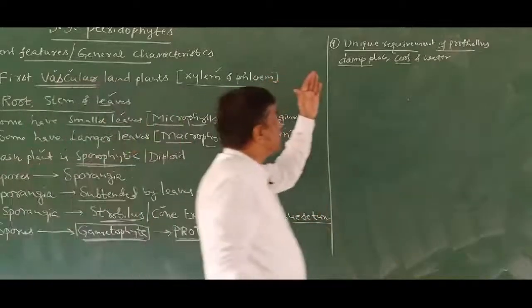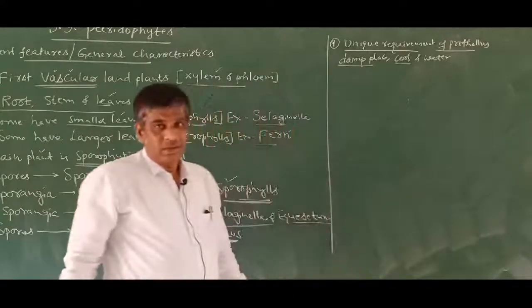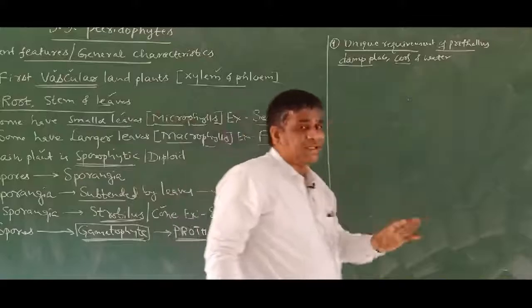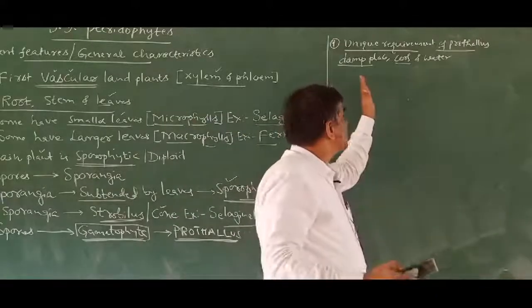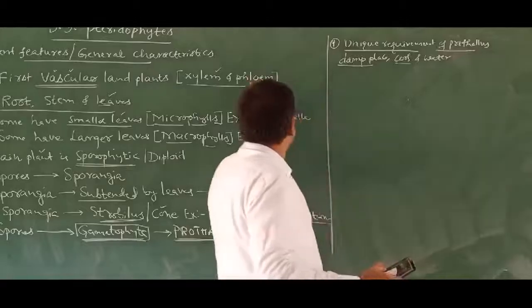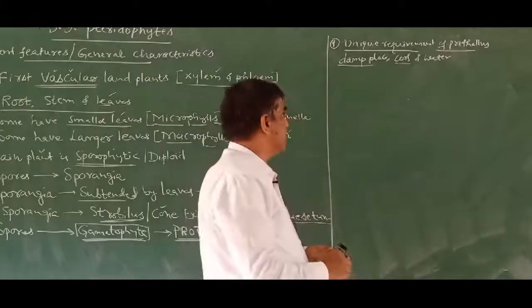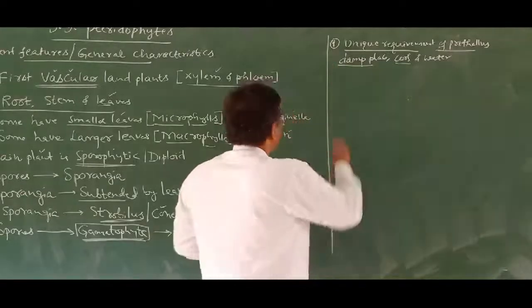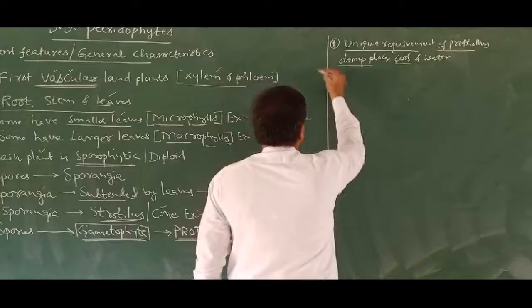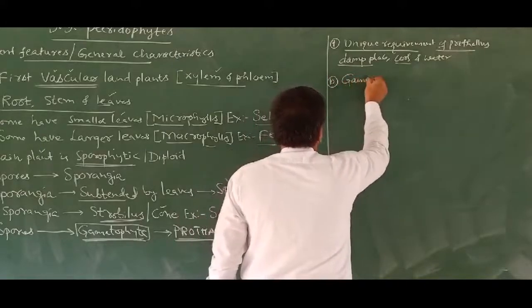If these conditions are not available, the gametophyte will not survive. Because of this specific reason, this is a unique characteristic. So this distribution of pteridophytes is restricted to narrow geographical areas. I hope you have followed what I am explaining here. And this gametophyte, you can understand the meaning here.